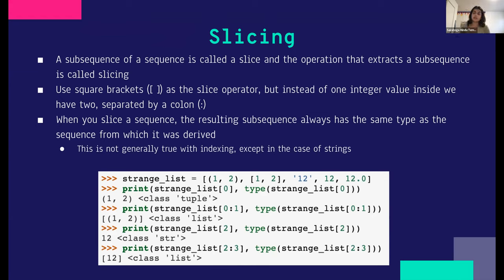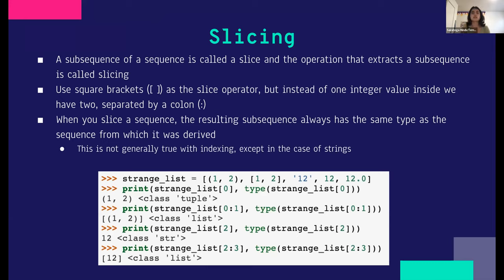But if you were to use just an index value without a colon inside the brackets, that's just the value of whatever that thing is inside of the list. So it's not generally true with indexing, except in the case of strings. When we're slicing strings, we would do the same thing. We'd have a string assigned to a variable and we'd say bracket, we want this index, but we can also say we want this index to this index using a colon. In this case, slicing and indexing would both give you a data type of string.